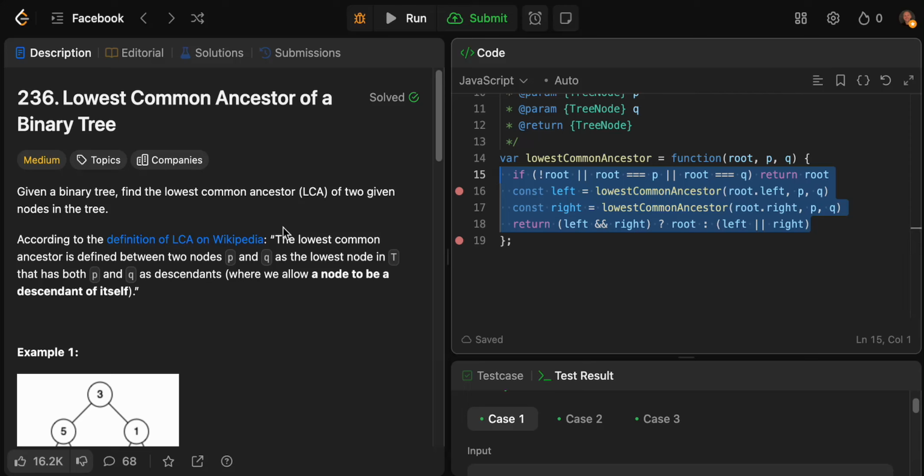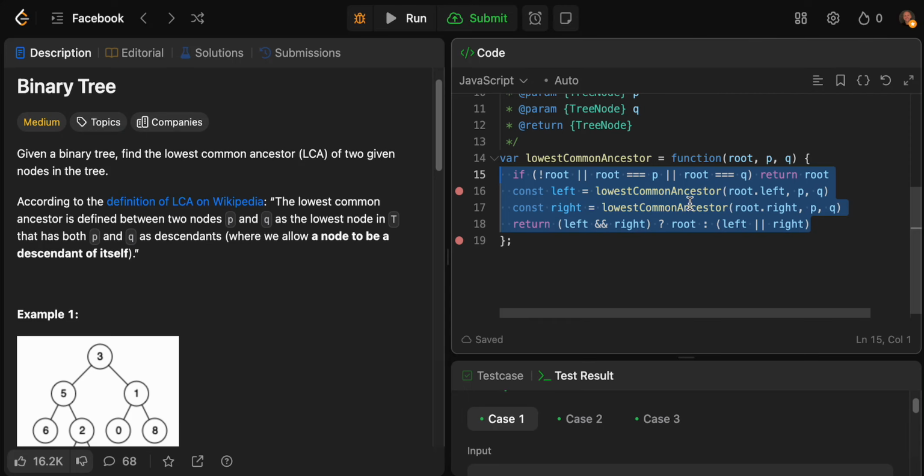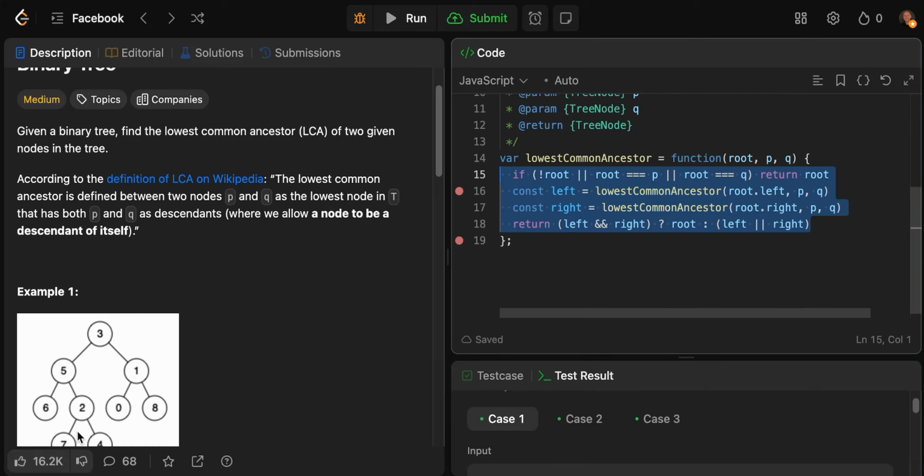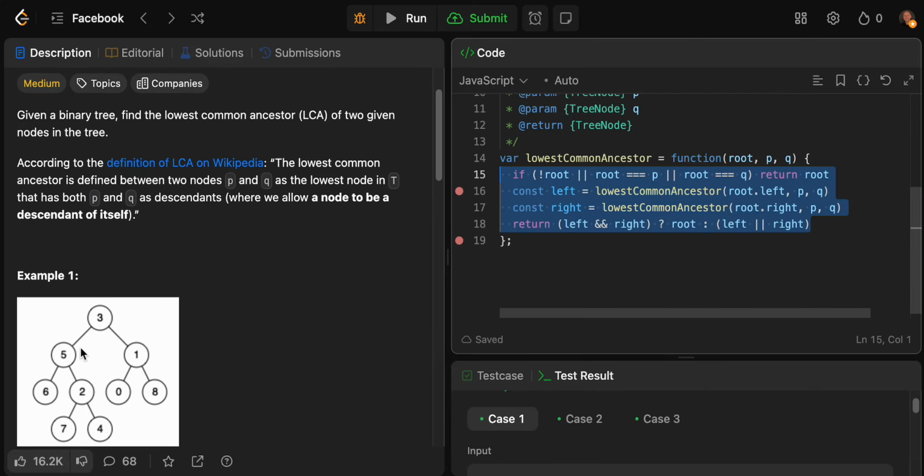And let's do time and space. So time complexity would be O of N, because it could be unbalanced, because the root nodes may be hidden, the P and the Q may be on the far left or on the far right. So worst case scenario, O of N. And then I guess best case scenario, O of 1, if our root node is the P or the Q.